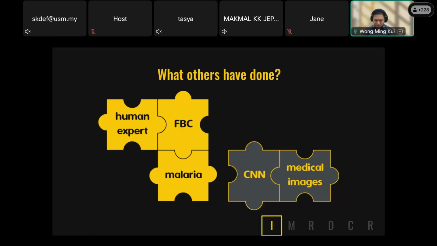In microscopy, in malaria microscopy, on the other hand, CNN has been used to classify and identify the species of the parasite. It is like we capture an image of the parasite under the microscope, then we send it to the AI. The AI will try to identify the malaria species.